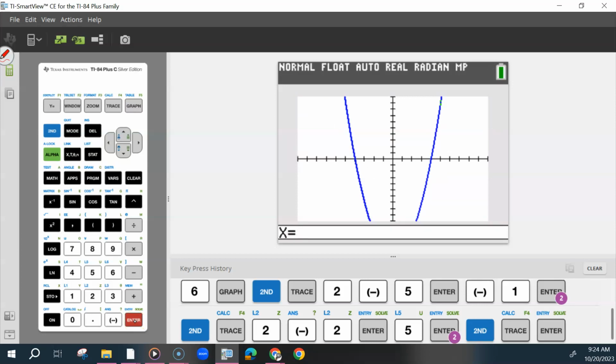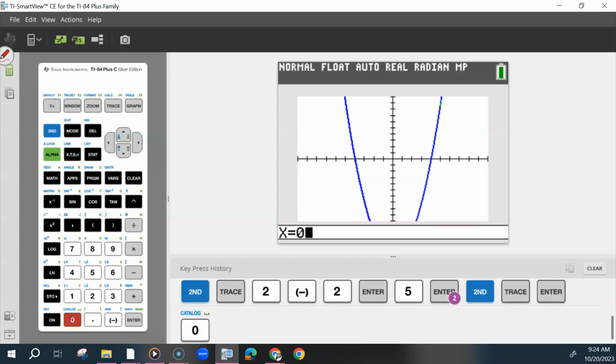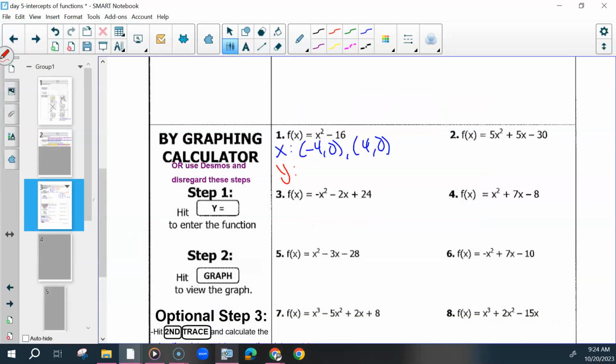We're looking for a y-intercept. What is our x value? 0. So we're going to put 0 in and hit enter. And it will tell you what the y value is, the y-intercept is. So you would write that down, 0, -16.